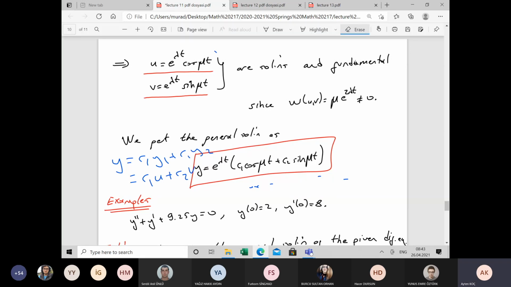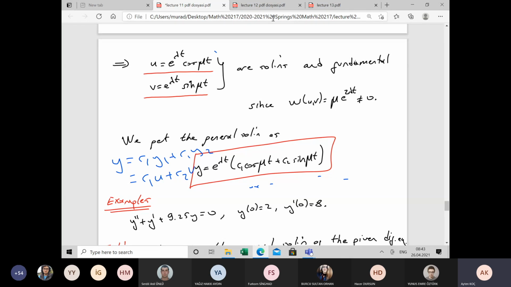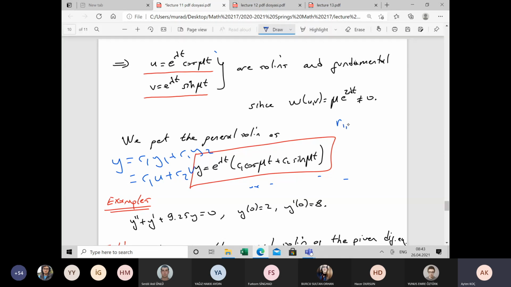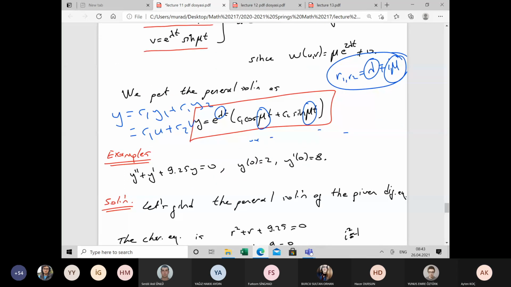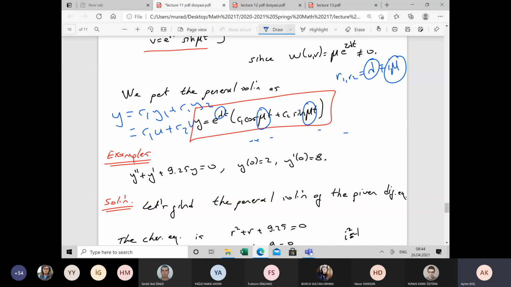So if the roots r1 and r2 are complex numbers, lambda plus and minus i mu, then the general solution is built from e to the lambda t, cosine mu t and sine mu t. Let's give one example, and then it will be better.